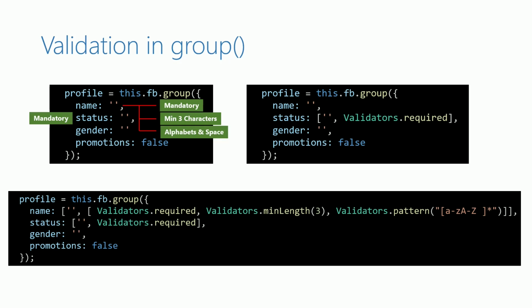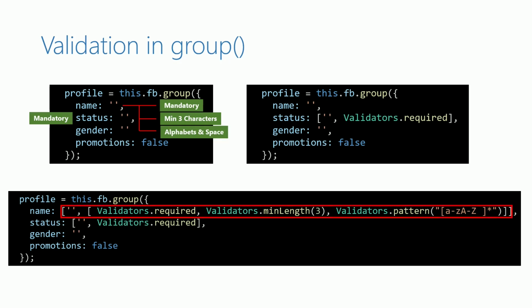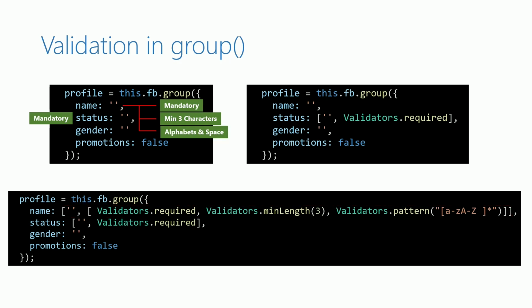A form control having multiple validations should be defined as an array containing 2 items, with first array item having the value and the second array item should be an array containing the validators. Hope this video helps to understand how validations can be defined when using group function.